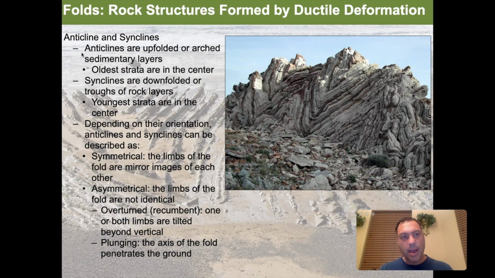I always remember A is for anticline. And so when you see these out in nature, you know that you're looking at these. And so synclines are the other side, right? The synclines are downfolded or troughs of rock layers. So here's a syncline right here. Here's one of those troughs that we're seeing right here. And we can see that it's been downfolded in this direction.